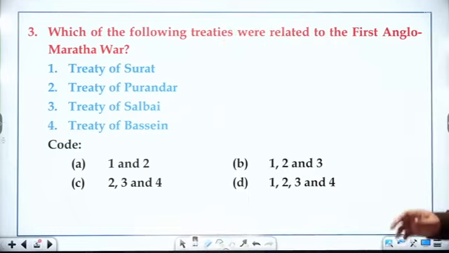Question number 3. Which of the following treaties were related to the First Anglo-Maratha War? Point 1, Treaty of Surat. Point 2, Treaty of Purandar. Point 3, Treaty of Salwai. And point 4, Treaty of Basin. Be fast, my friends. Be fast, please.